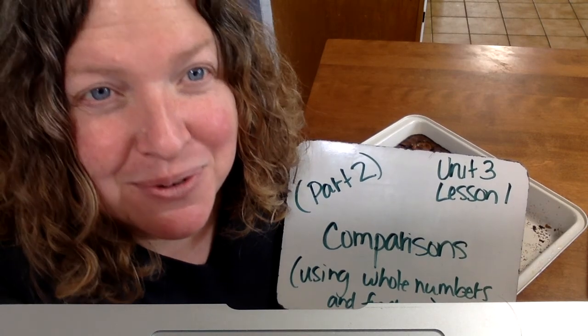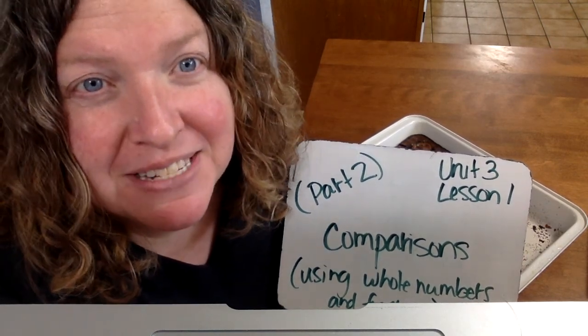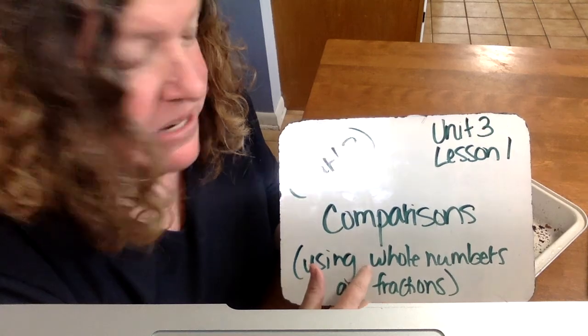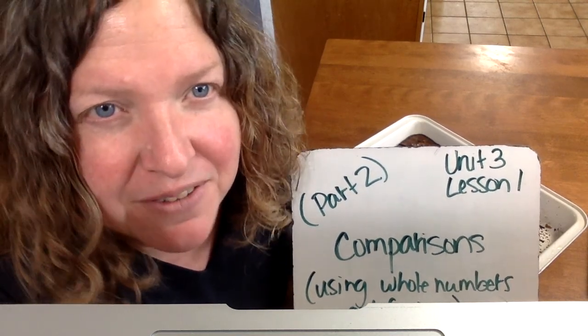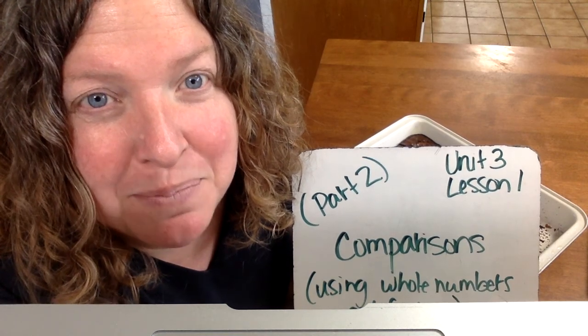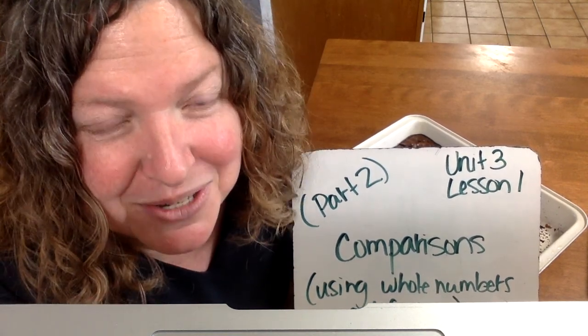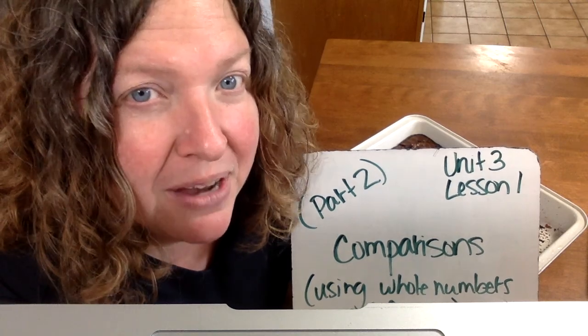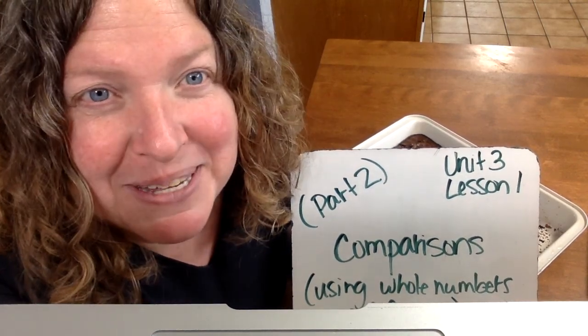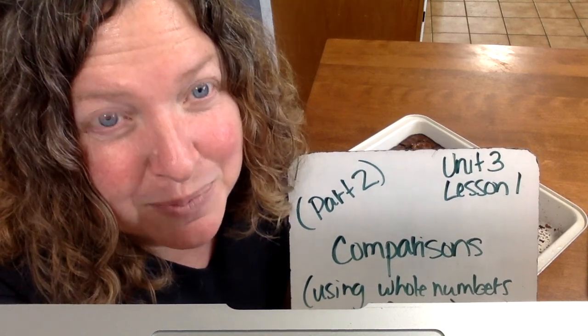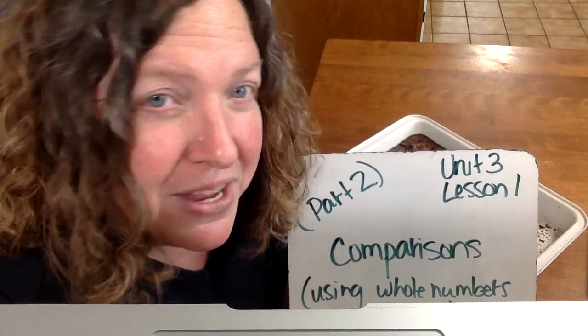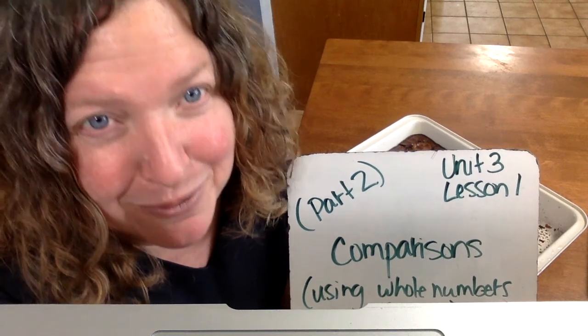We're on Part 2, and we're talking about comparisons, specifically comparisons using whole numbers and comparisons using fractions, and understanding what that means. We're using unit fractions right now, so there's always one part that we're choosing, but we have an opportunity to see the big difference between multiplying by a whole number and multiplying by a fraction.